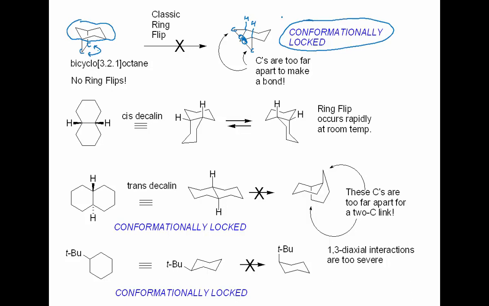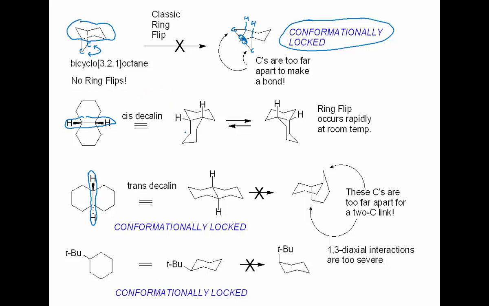It's a chair, and it has to be that chair. It can't be the ring flip chair. Okay, decalins present another situation. We have 2 types of decalin ring systems. We have cis, where the 2 hydrogens are cis, and we have trans. And these are very different in their ring flip dynamics.